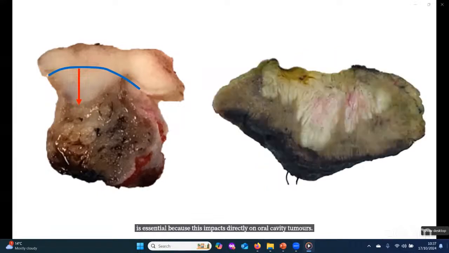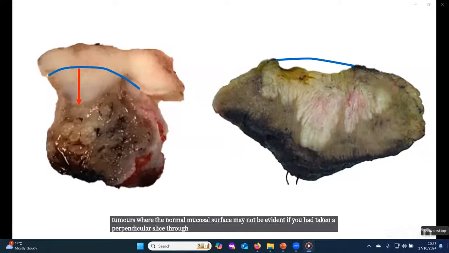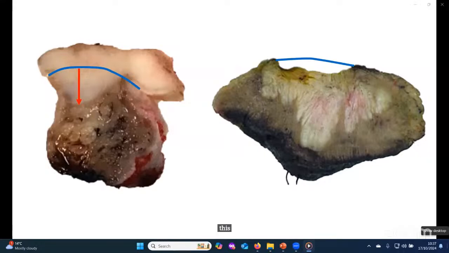This is in contrast to another resection specimen where you have more ulcerated tumours, where the normal mucosal surface may not be evident if you had taken a perpendicular slice through this section here, and therefore you need to consider trying to sample the adjacent normal level of mucosa to get a true accurate staging.